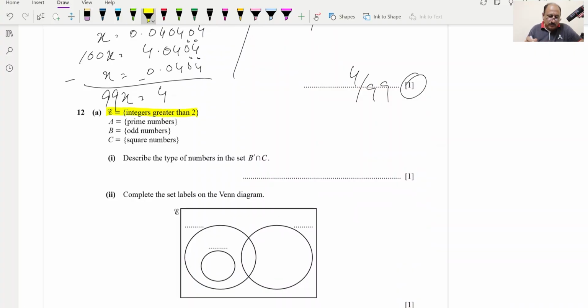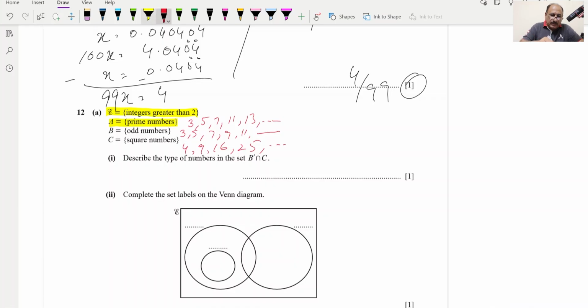Question number 12. Universal set is integers greater than 2. A is a prime number. What are the prime numbers? We can write prime numbers are 3, 5, 7, 11, 13, and so on. Similarly, odd numbers are what? Odd numbers are 3, 5, 7, 9, 11, and so on.